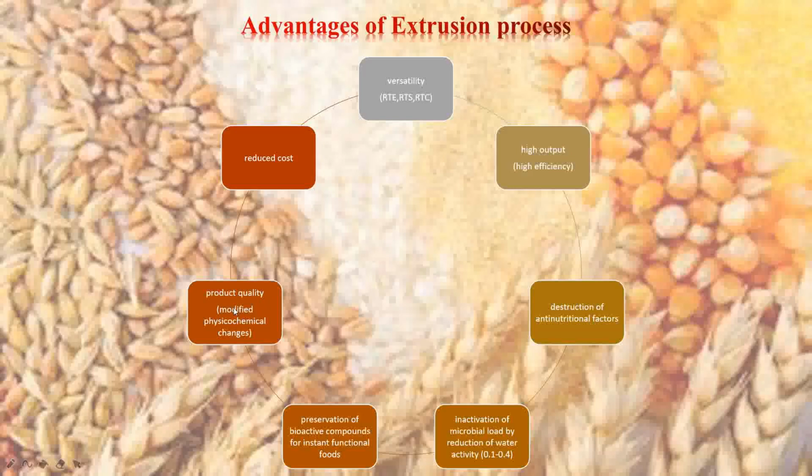And as for the product quality, modified physicochemical changes happen within the product, the alteration of the starches, realignment of the starch and proteins and all these things happen, so that they can give an altered consistency to the product, particularly in chocolate conching, which I mentioned in the application side. And the preservation of the bioactive compounds in instant functional foods like baby foods, weaning foods and all, is very much evident in this extrusion machine. So these are all the applications and advantages of the extrusion process.